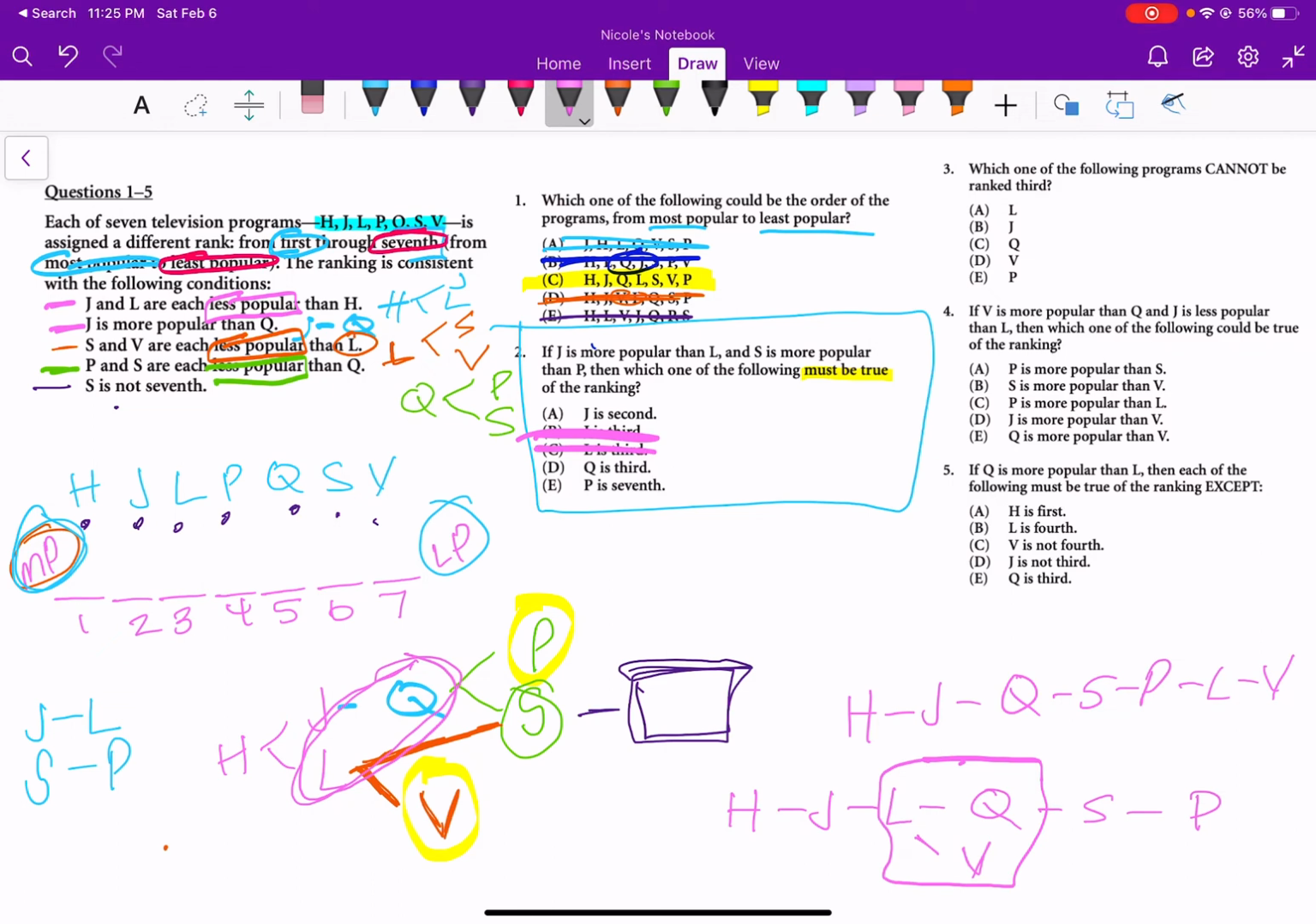What about Q is third? No, because all we know is that J has to be before L. And P is 7th. We know for sure that P is not 7th because there's lots of other things that can happen. Like, for example, here, we could have V be 7th as well. So our answer is going to be A, J is second.